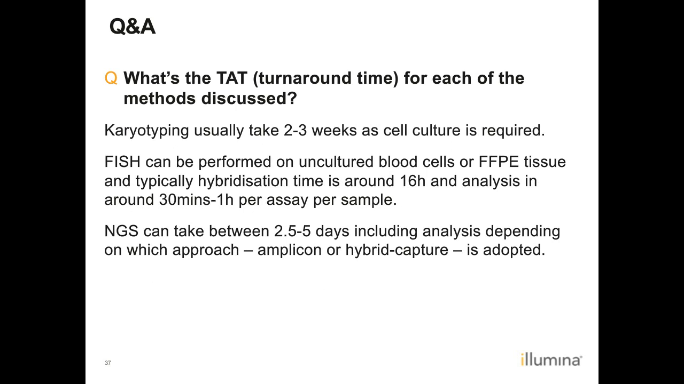What is the turnaround time for each of the methods discussed? Karyotyping usually takes 2 to 3 weeks as cell culture is required. FISH can be performed on uncultured blood cells or FFPE tissue, and typically hybridization time is around 16 hours and analysis around 30 minutes to 1 hour per assay per sample. NGS can take between 2.5 days to 5 days, including analysis, depending on which approach, amplicon or hybrid capture, is adopted.